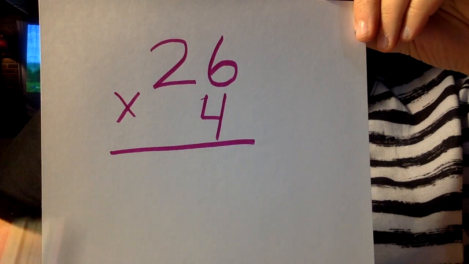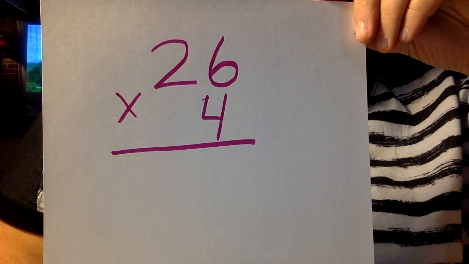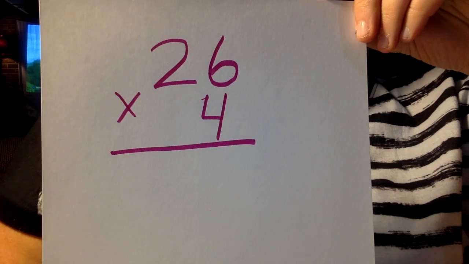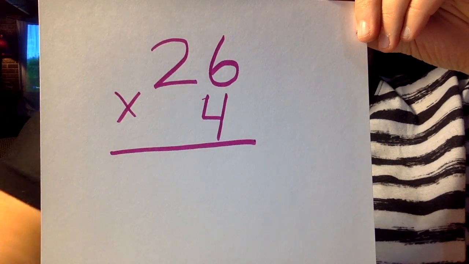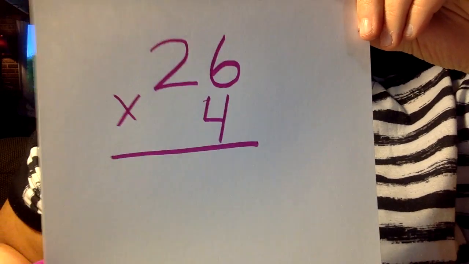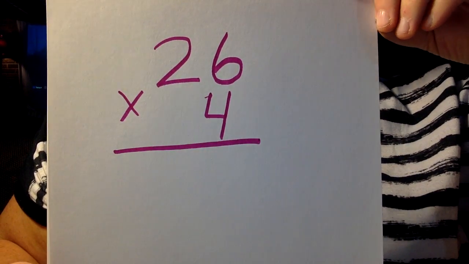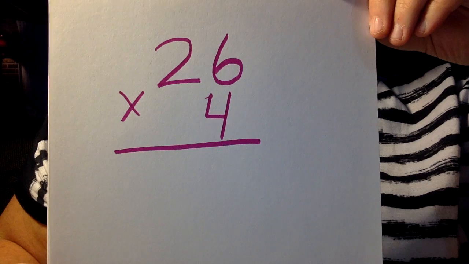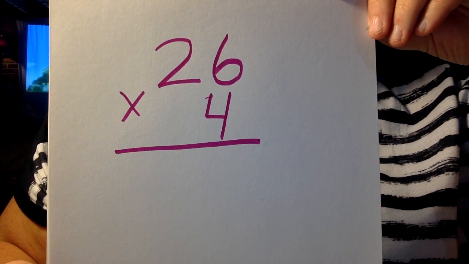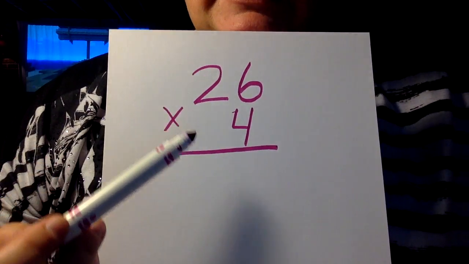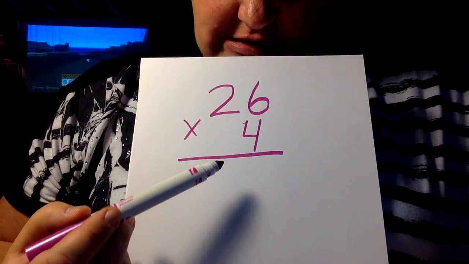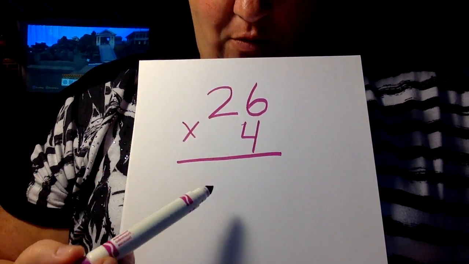I know this is repeated addition. I could add 26 plus 26 plus 26 plus 26. There's a lot of ways to get the answer, but today specifically I want you to learn the area model or the box method. So let's begin. The first step is to draw your box. Your box reflects the math problem. So this math problem is a 2 by 1.